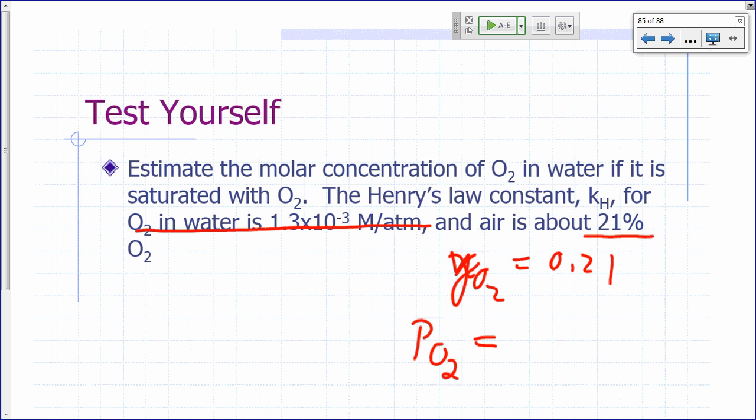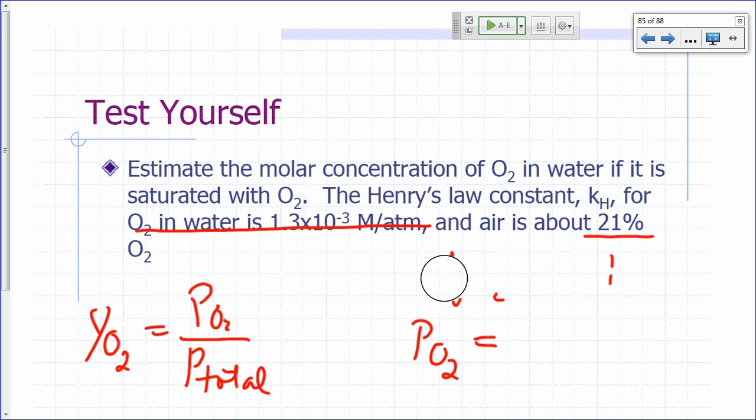If air is 21% oxygen, what's the partial pressure of oxygen in the air? What's the pressure of the air typically? 1 atmosphere. So what's 21% of 1 atmosphere? 0.21 atmosphere, right? So you say mole fraction of O2 is PO2 over P total.